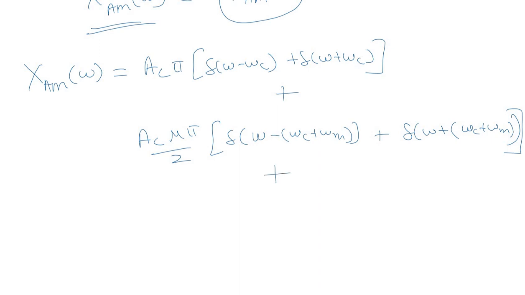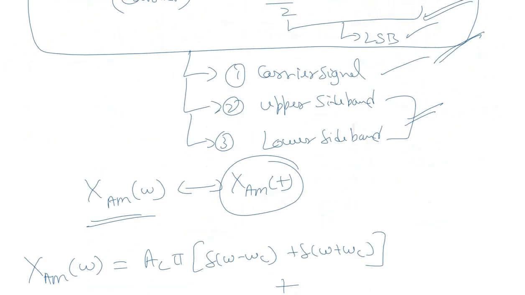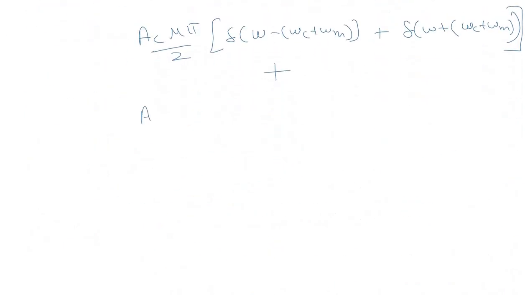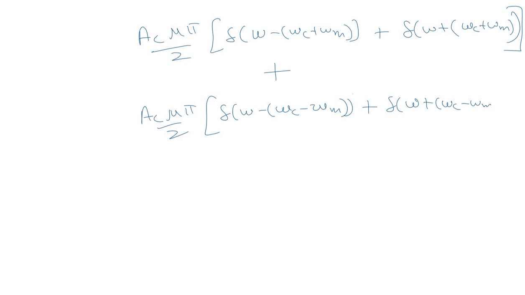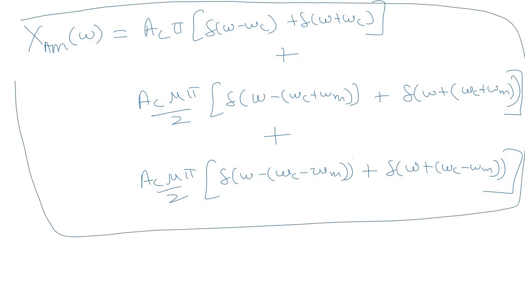Alright, similarly we can find out the Fourier transform of the third term, that is this lower sideband. It will be A_C μπ/2 [δ(ω − (ω_c − ω_m)) + δ(ω + (ω_c − ω_m))]. Alright, so this is your frequency domain representation of the conventional amplitude modulated signal or double sideband with carrier signal.